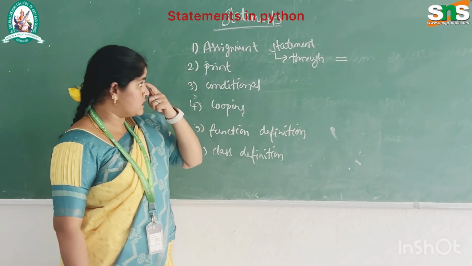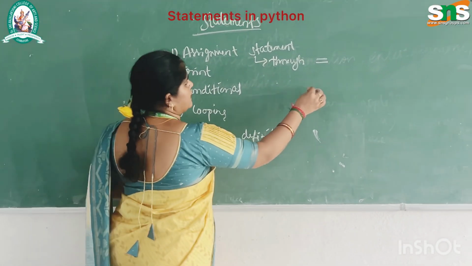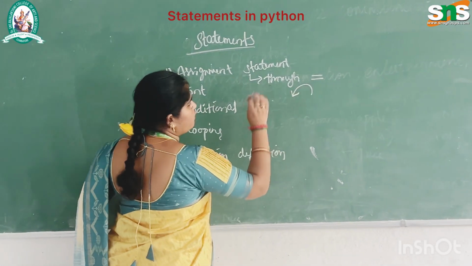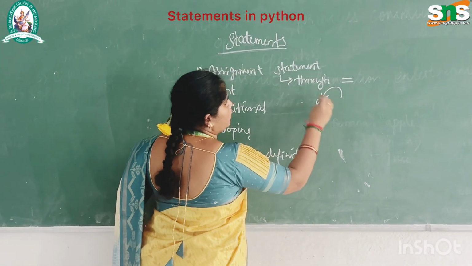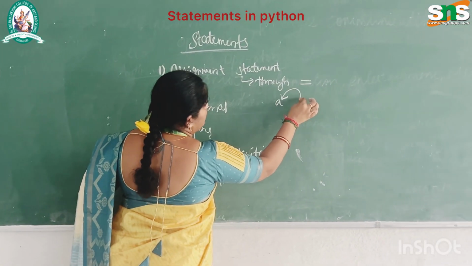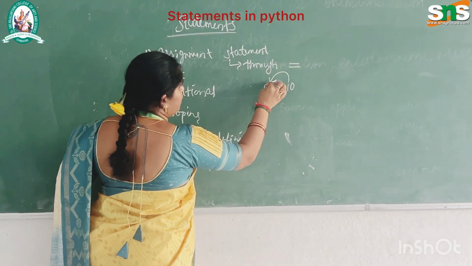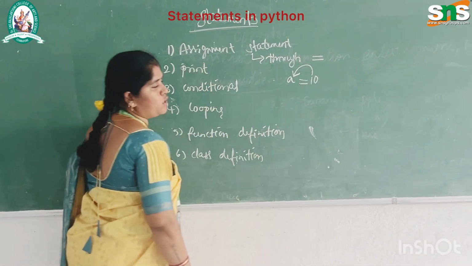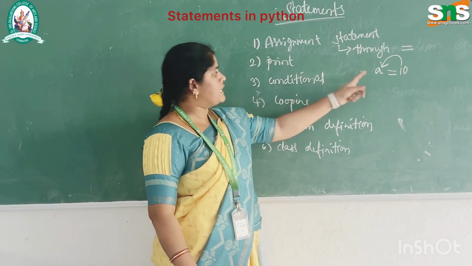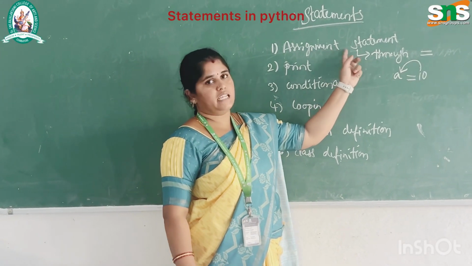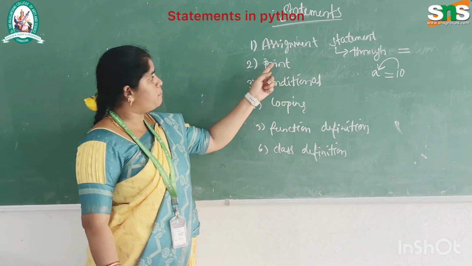So let us discuss an example. I want to assign some value to the particular variable A. I want to assign the value 10. So I am assigning 10 to the variable A through the assignment operator. This is the example for the assignment statement. So next will be the print statement.